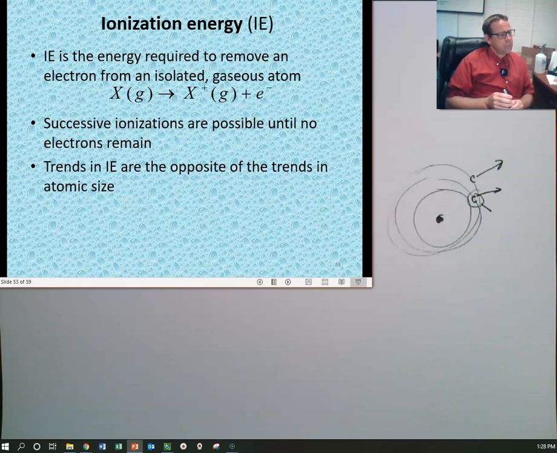You there, James? What do you think? More energy or less energy? I think it would take more. That's right. To remove that second electron, it's going to take more energy. Very good. And that's the way it is for ionization energies.